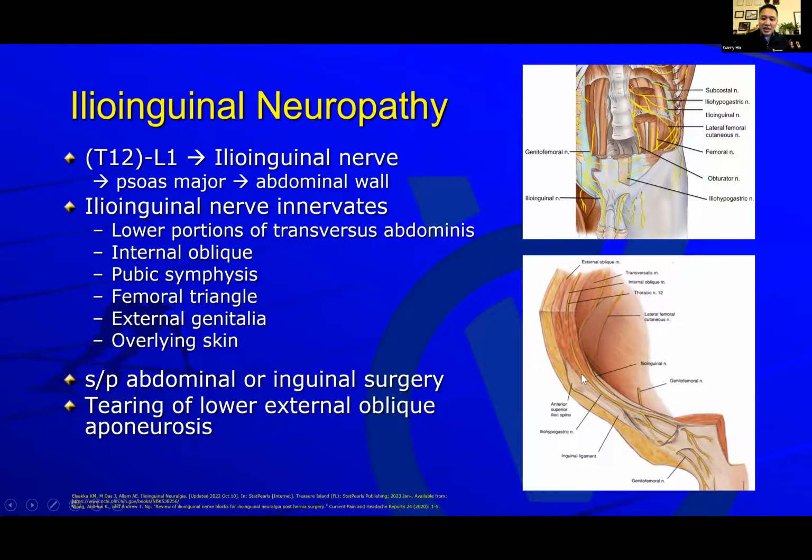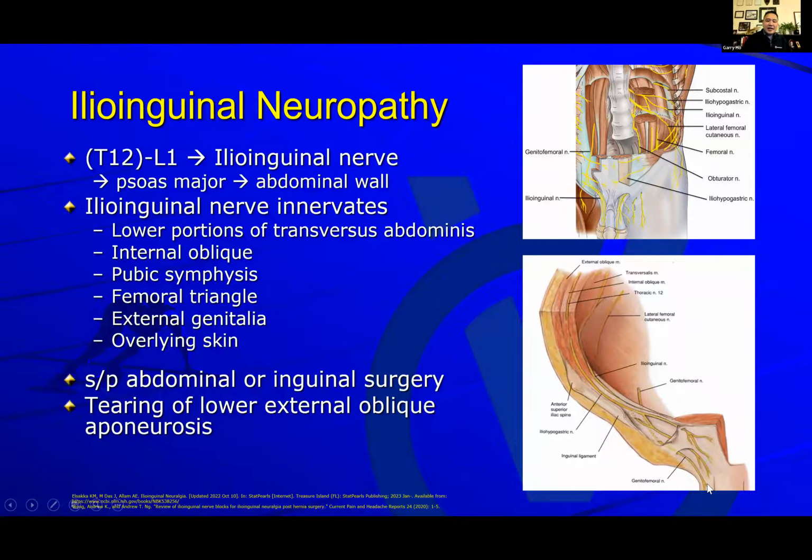As the nerve travels and gets close to the ASIS inguinal ligament area, it begins to surface. And as it surfaces, it can be perhaps between the external oblique and internal oblique, and ultimately to the skin to innervate the inguinal canal, the skin overlying the inguinum, as well as the pubis and the external genitalia.